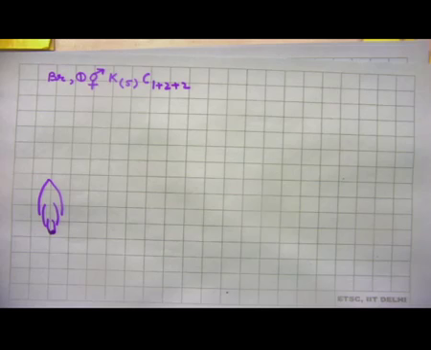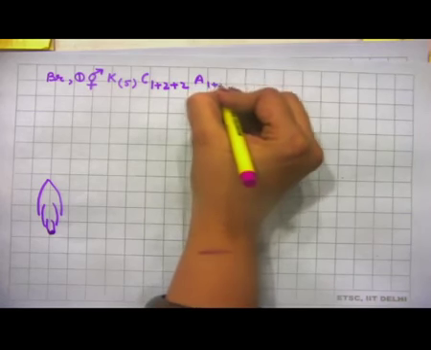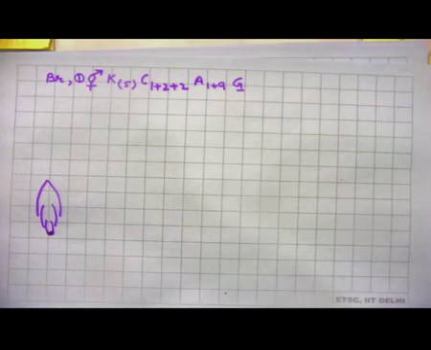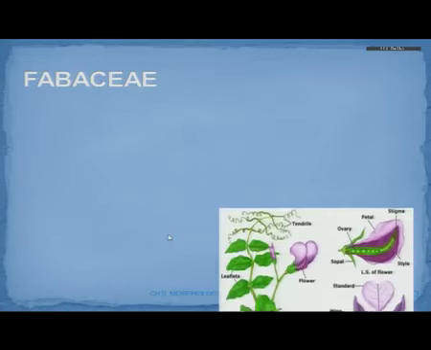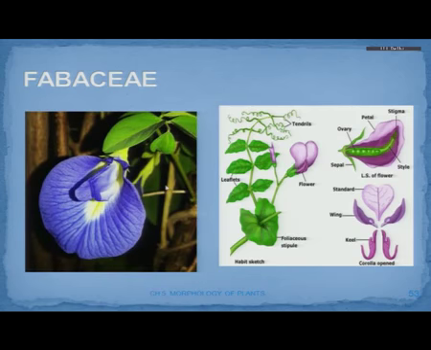Stamens are 10 here and the condition is diadelphous. So, I will write A 1 plus 9, right? And the ovary is monocarpellary, superior ovary, unilocular, many ovules, marginal placentation. So, these are the flowers of Fabaceae family.